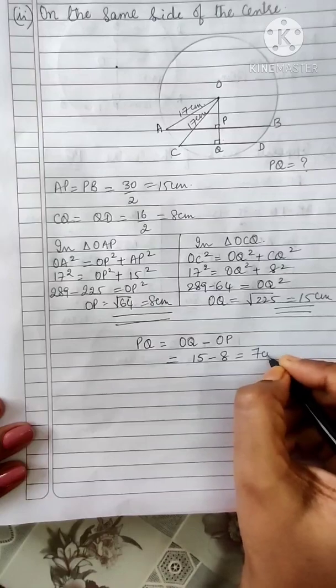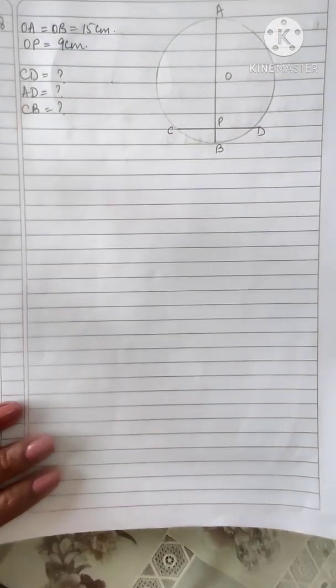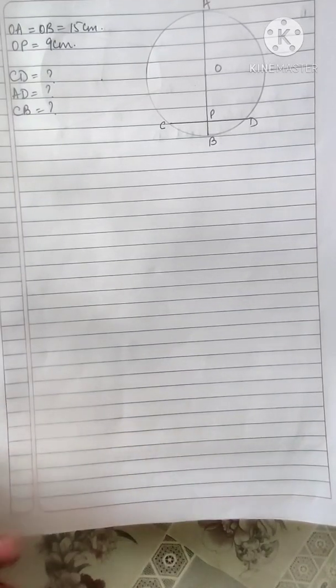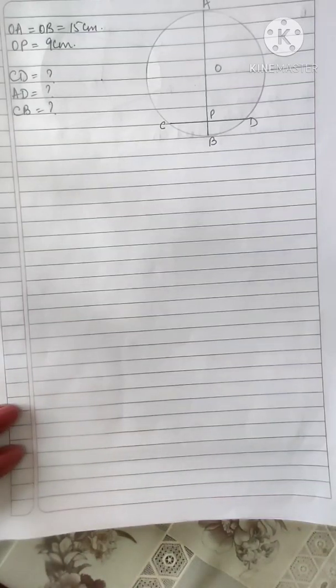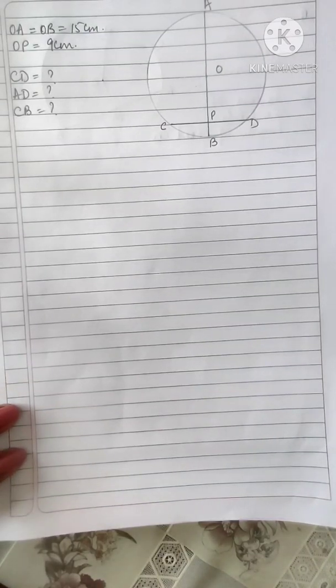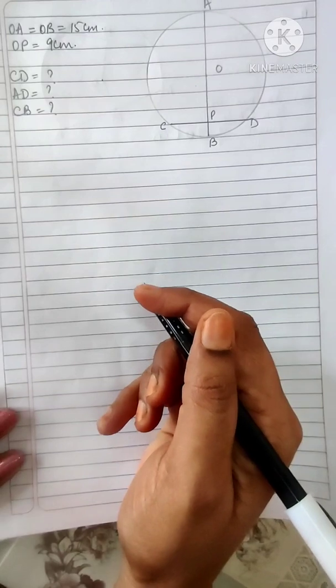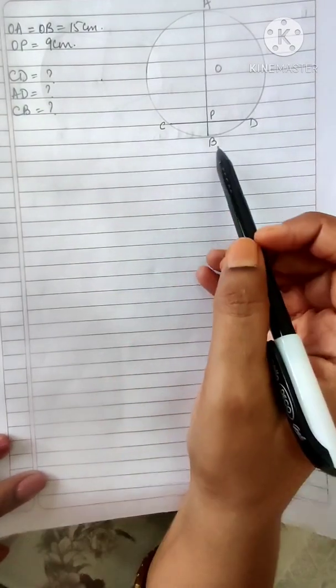Moving on to the next sum, that is your eighth sum, which says a chord CD of a circle whose center is O is bisected at P by a diameter AB, and given OA is equal to OB is equal to 15 centimeter and OP is equal to 9 centimeter, we have to find the length of CD, AD and CB.